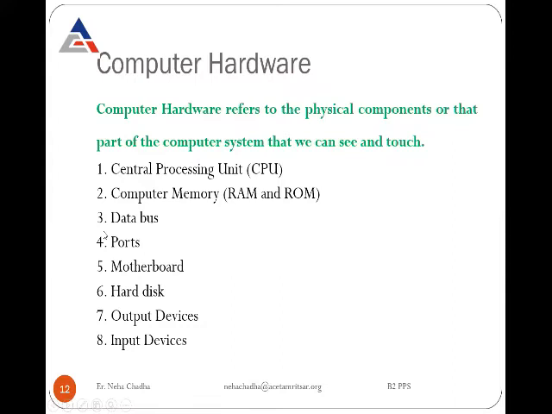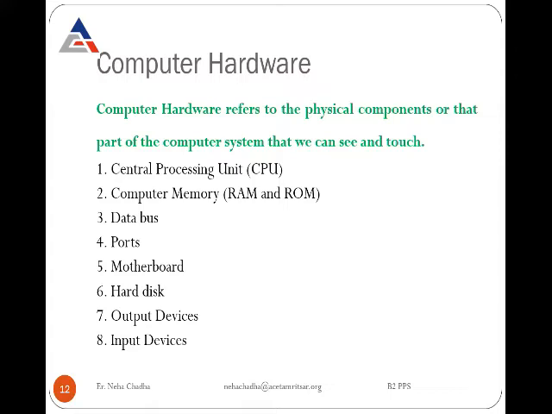Then comes the computer hardware. Computer hardware means the physical components of the computer that you can touch or feel. The things that we can build are the CPU, computer memory in the form of RAM and ROM, which are chips. Data buses are there. Buses mean the wires that are connected in your CPU.